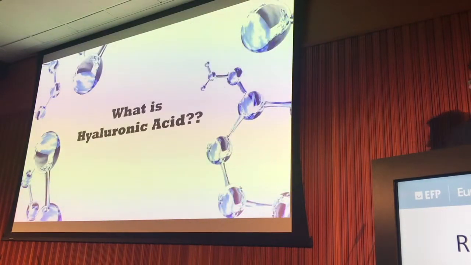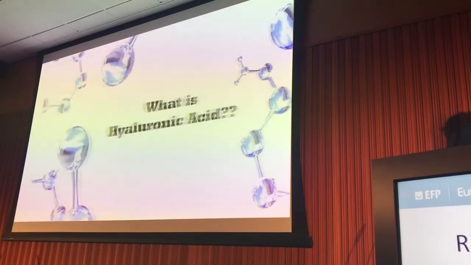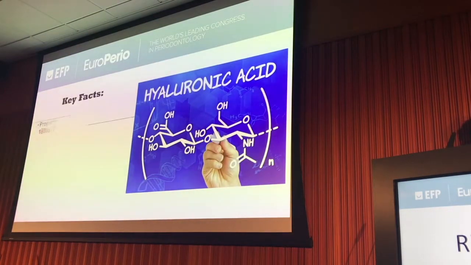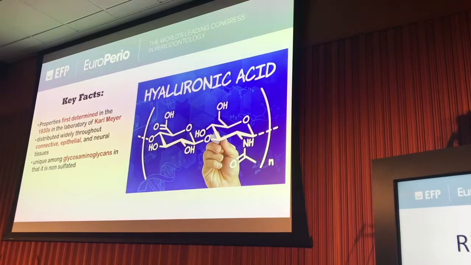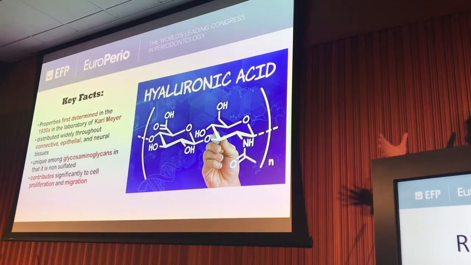So question, what is hyaluronic acid? What is it? And where is it found in the human body? So here's some key facts. We've known since the 30s that it's been identified in connective tissues. Primarily, it's found in connective tissue and epithelial tissue. It's unique in that it's non-sulfated. This is what a hyaluronic acid molecule looks like. And these can gather and make big chains, small chains. And I'll talk more about high molecular weight hyaluronic acid versus low molecular weight hyaluronic acid.